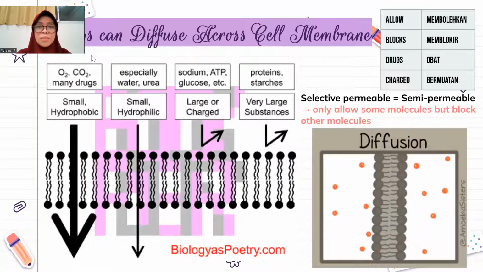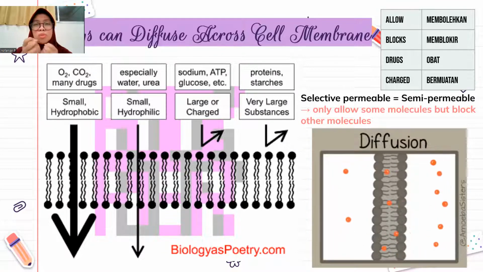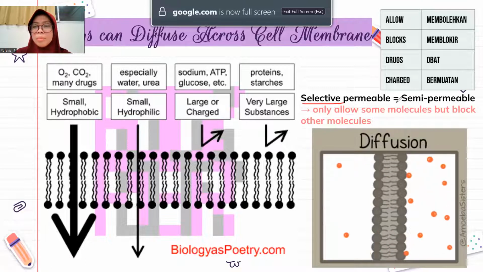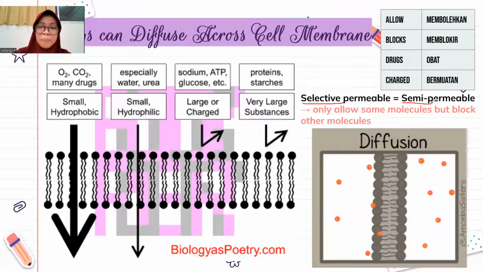What things can diffuse across the cell membrane? We need to remember that the function of the cell membrane is to control what substance can go in and what can go out, right? This characteristic of the cell membrane is called selectively permeable or semi-permeable. This is the same thing.